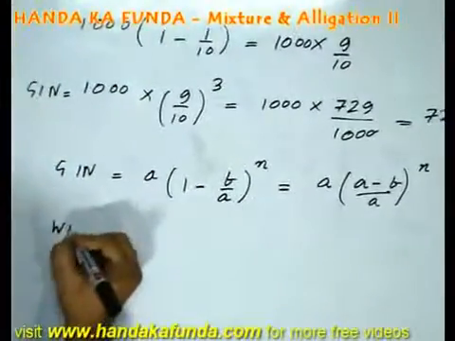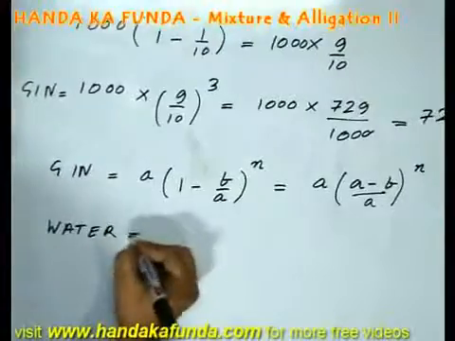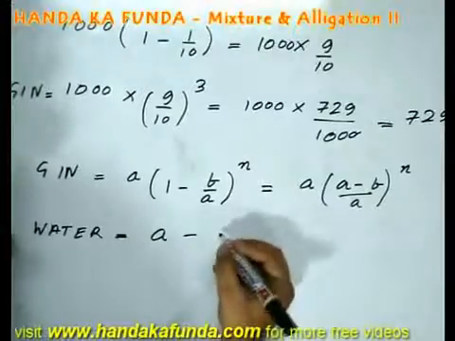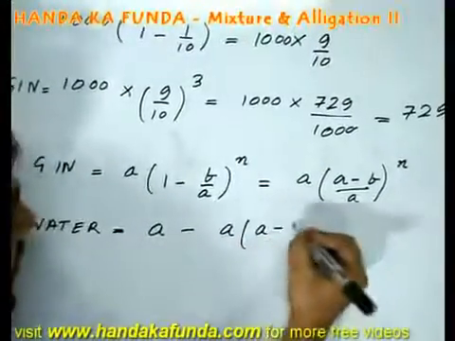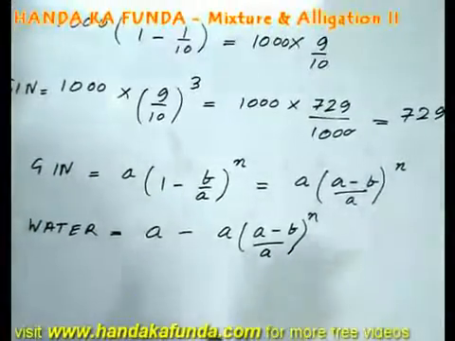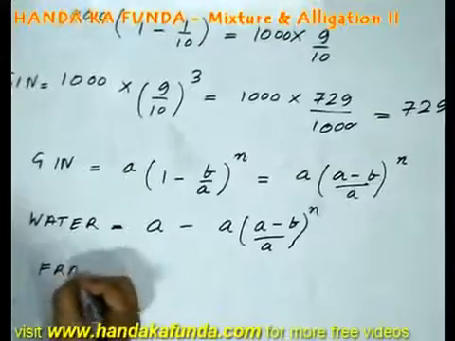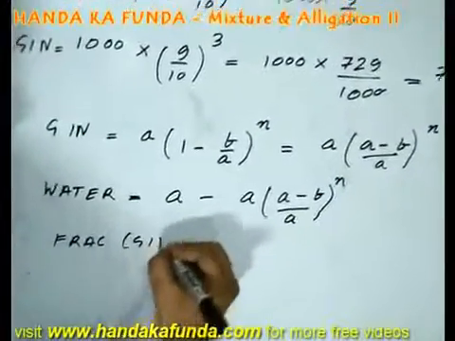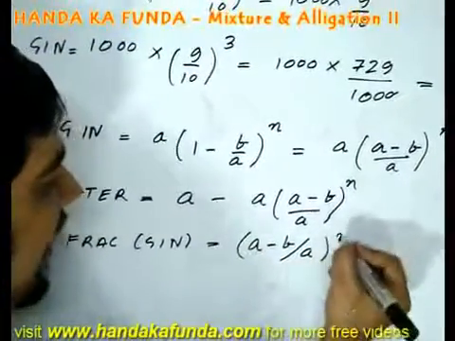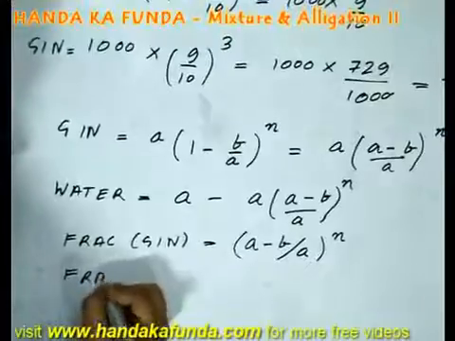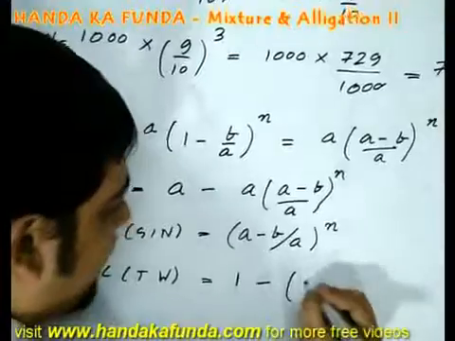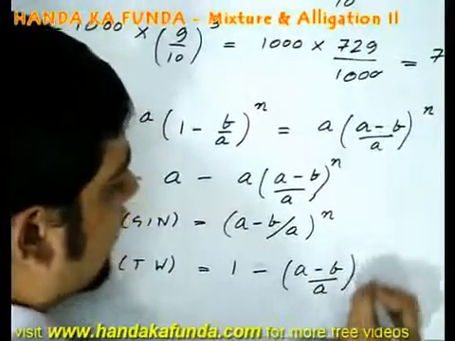If you want to find out the final quantity of water left in the mixture, then simply the total quantity, as imagined, was A. It would be A minus the gin that is there, which is A times ((A minus B) by A) to the power of n, as we just found out. If the question is the fraction of gin present in the mixture, then that will be simply ((A minus B) by A) to the power of n, and the fraction of tonic water present in the mixture will be the total, which is 1 minus the fraction of gin.